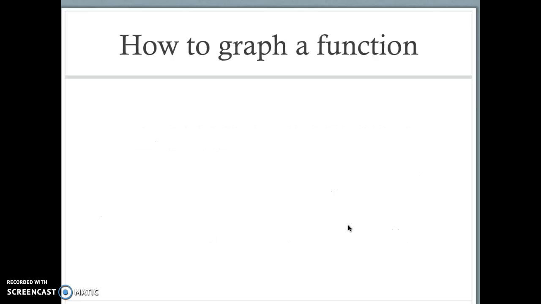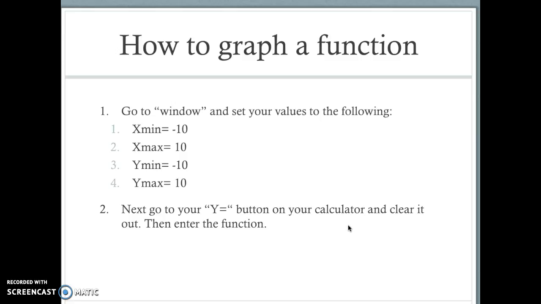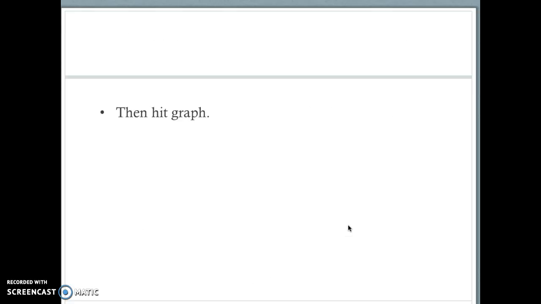So this is how to graph a function on your calculator. I want you to go to Window and set your values to the following. X minimum equals negative 10. X maximum equals 10. Y minimum equals negative 10. And Y maximum equals 10. Next, go to your Y equals button in the upper left-hand corner of your calculator and clear it out. Then enter the function. It's going to look like this when you enter the function. Then hit graph, and it should graph that function.